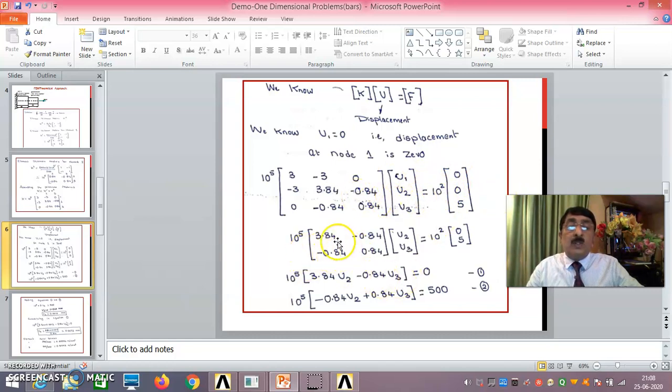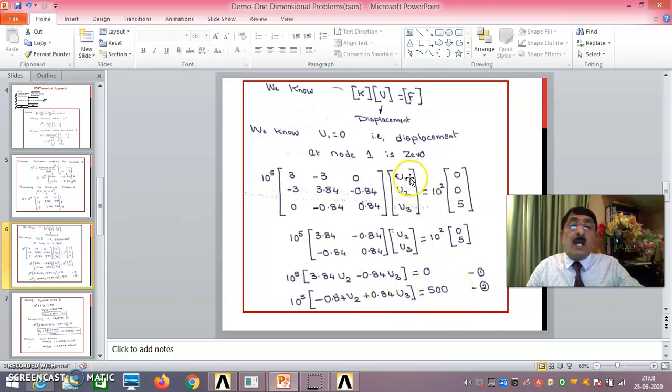Then you have two equations. First row, first column: 3.84 into U2 minus 0.84 into U3, into 10 to the power of 5, is equal to 0. Another equation: 10 to the power of 5 into minus 0.84 U2 plus 0.84 U3 is 500. That means there are two equations you got. You solve these equations.